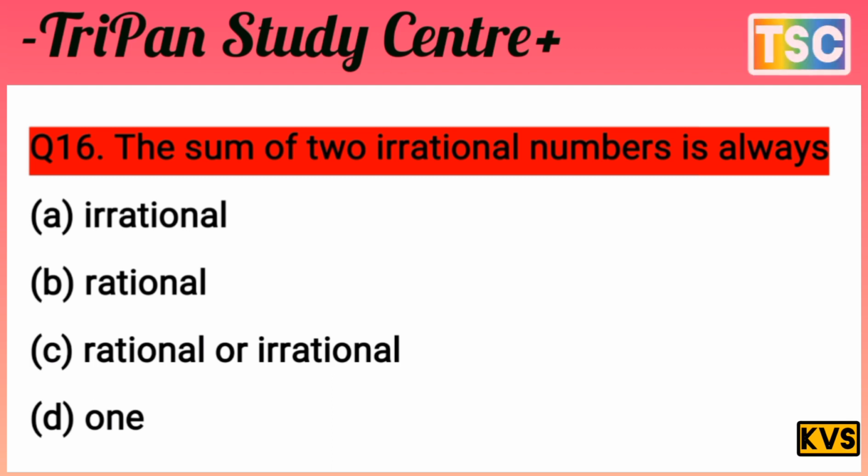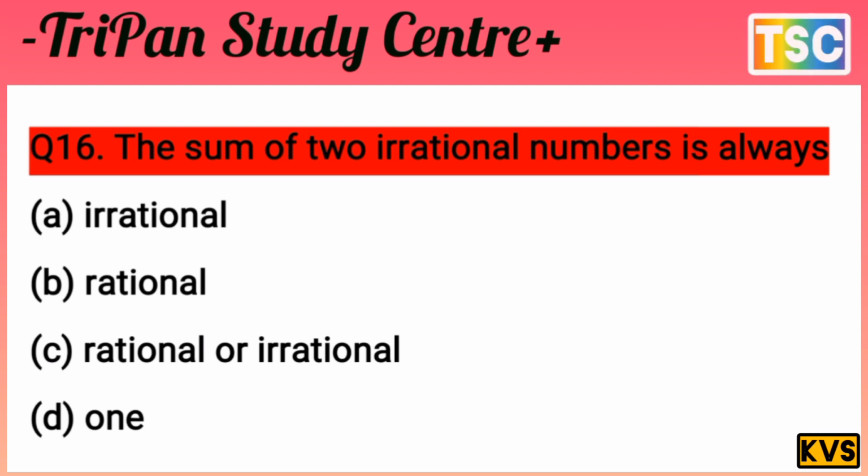First of all, test your knowledge. I give you a few seconds to think of your answer. The question is clear. The sum of the two irrational numbers is: A, rational number, B, irrational number, C, rational or irrational number, both, D, 1. The answer is clear here.